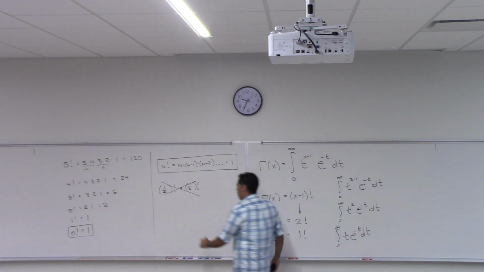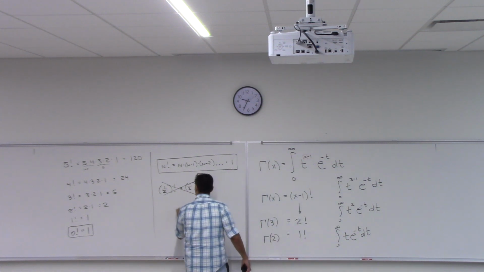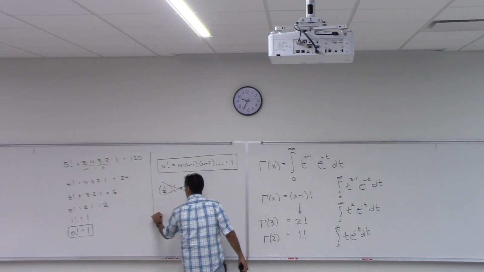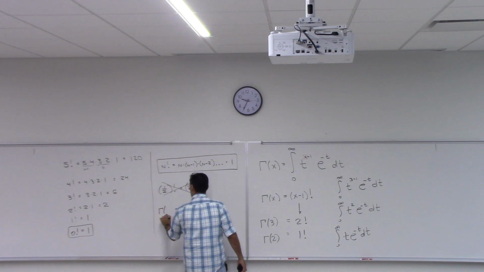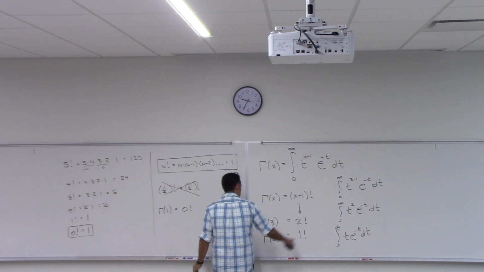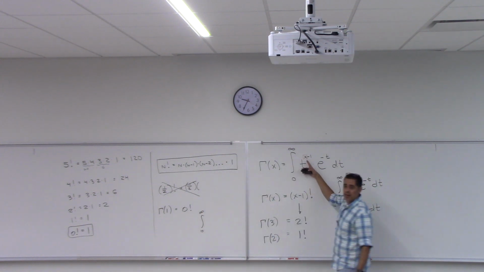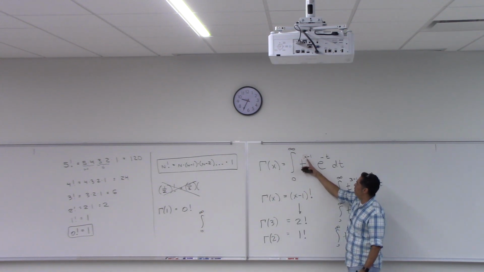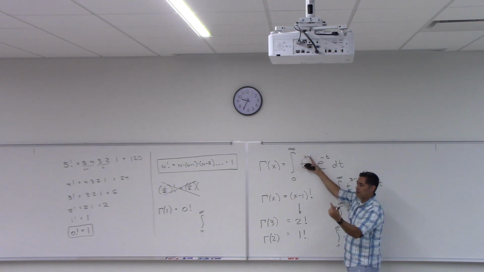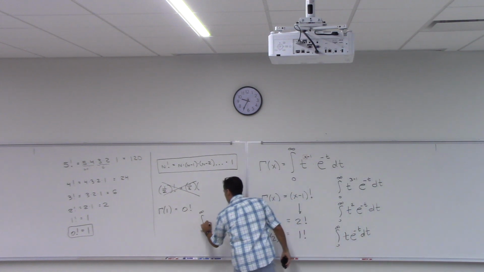Okay, now, what if we wanted to know what 0 factorial was? That would be gamma of what? 1. Okay, what's gamma of 1? Integral 0 to infinity. If I plug 1 in here, this is the cool one. If I plug 1 in here, what do you get? 1 minus 1 is 0, right? T to the 0 is 1. So all you get is e to the negative t.